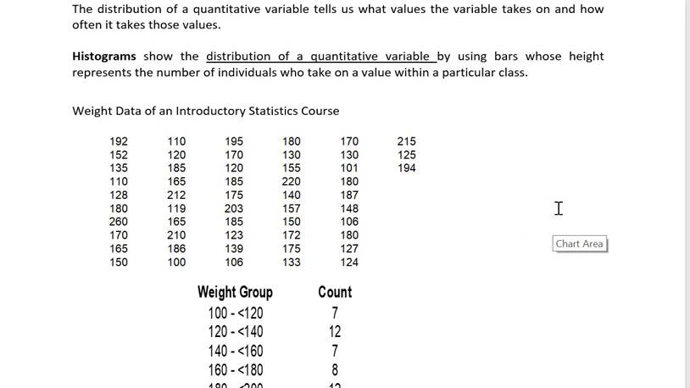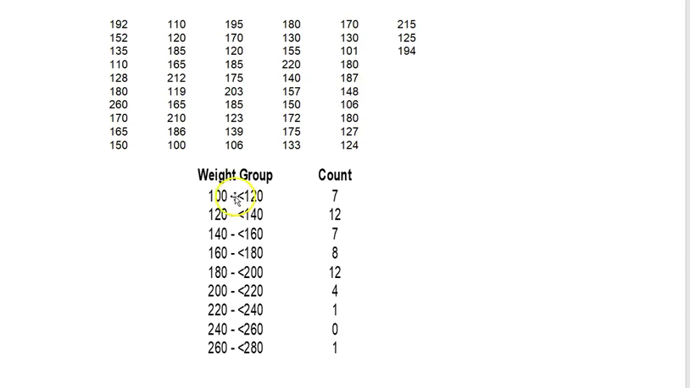We're looking at weights in pounds of students in some intro to stats course, right? You have all this data, and then it's split up into different classes under weight groups. So each one of these is a class. And that simply means you're dividing it into different ranges. This right here, I'm pointing at with an arrow. This is a class. This is a class. So between 100 and right below 120, there are 7 students in this class. 120 to right below 140, there are 12 students in this class.